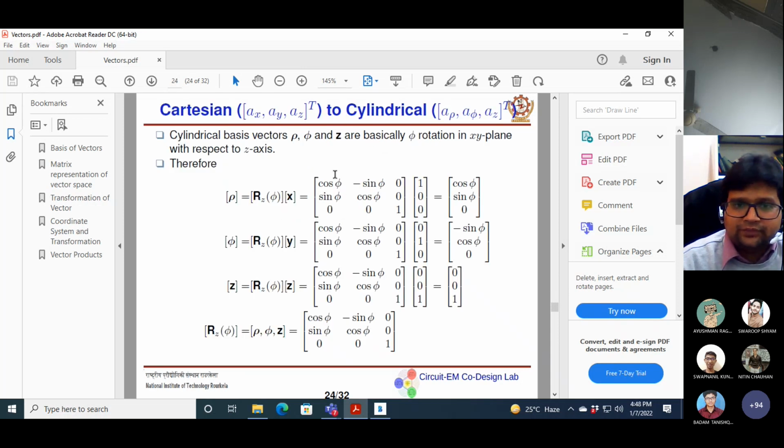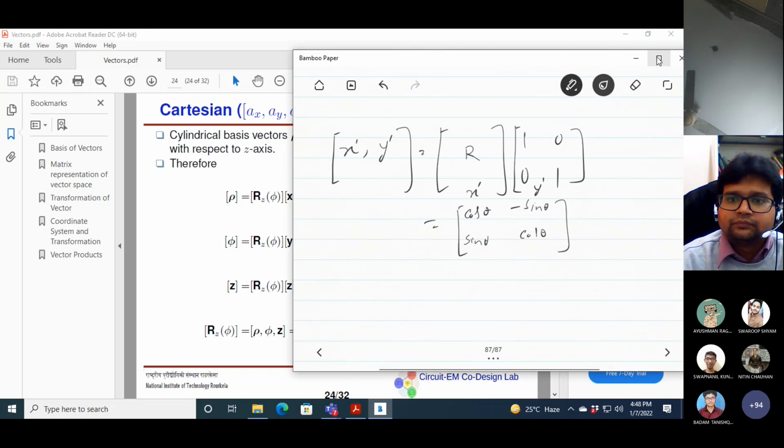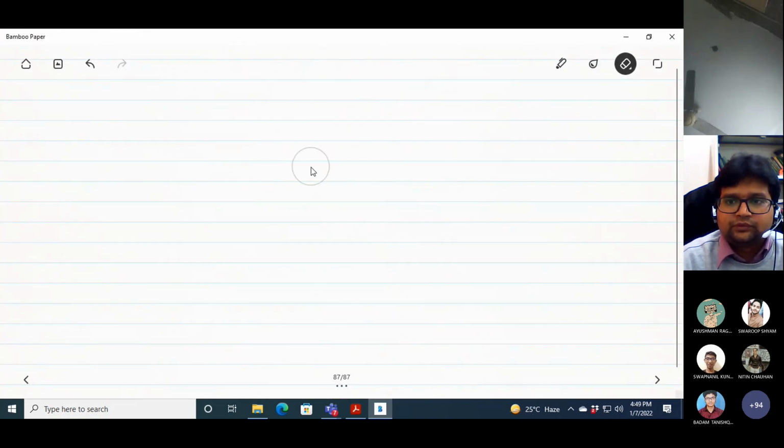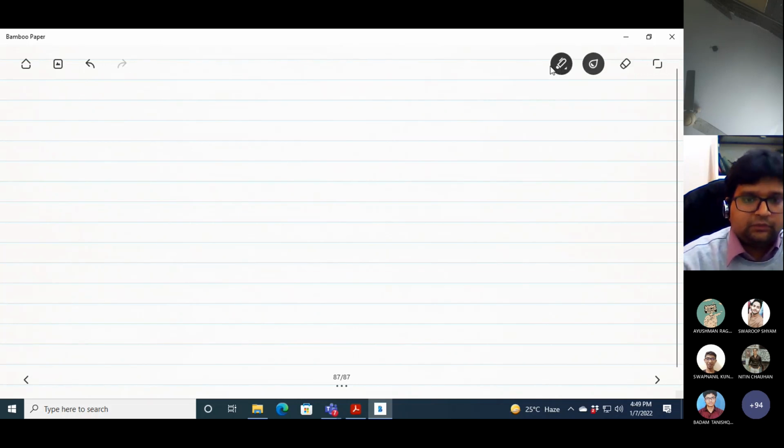Now this phi basically depends upon where the point is located. To find out this phi, what do you have to do? Let's say I am giving you one vector, let's say an electric field vector E. This is a very important thing. Okay, we have an electric field vector E.